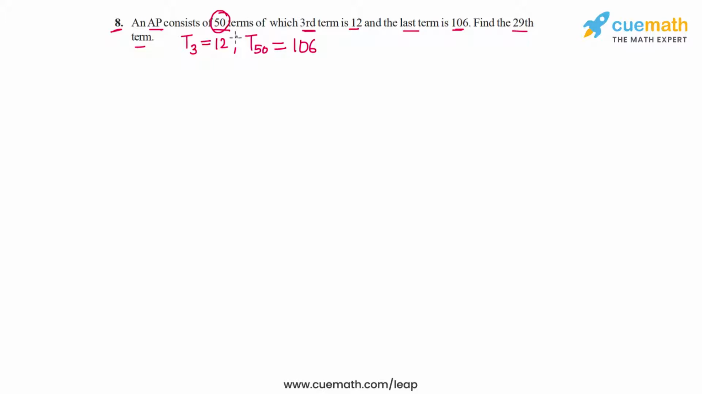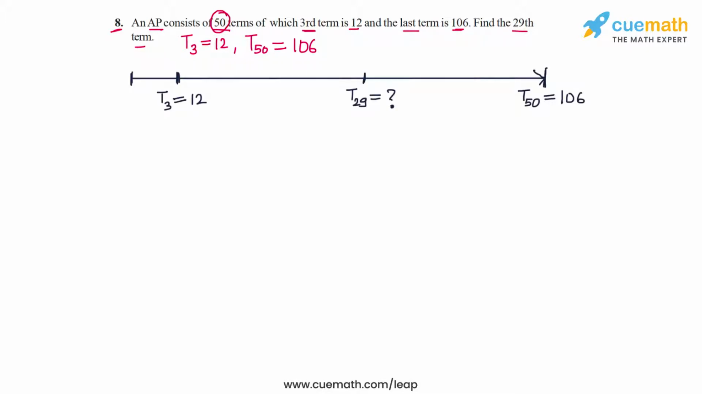So just like in the last question, there are two slightly different approaches to solve this. One is a more visual approach and one is a more algebraic approach. So let me show you both in this case, just as I did in the last question as well. So here's a visualization of this AP. We have T3 as 12 and we have T50 as 106, and using this we have to find T29.